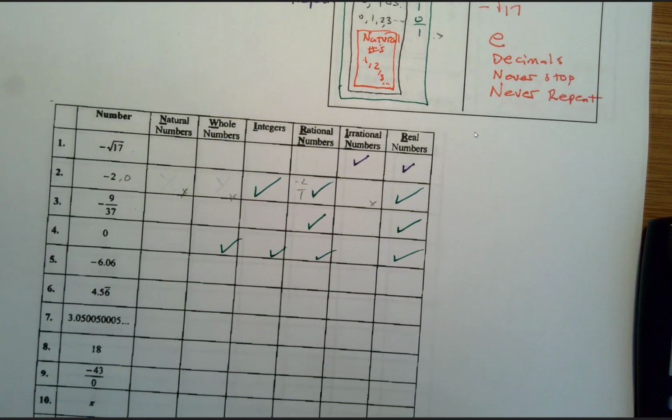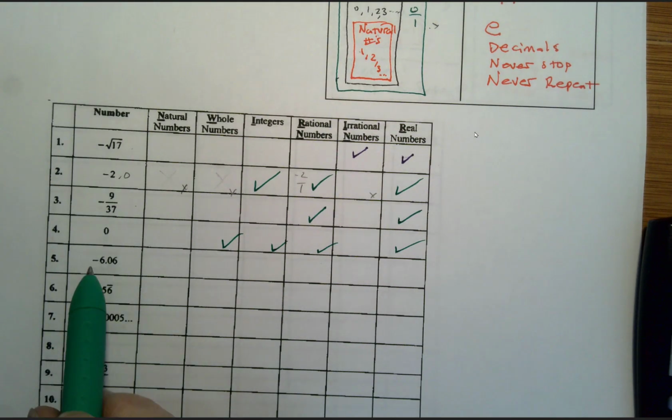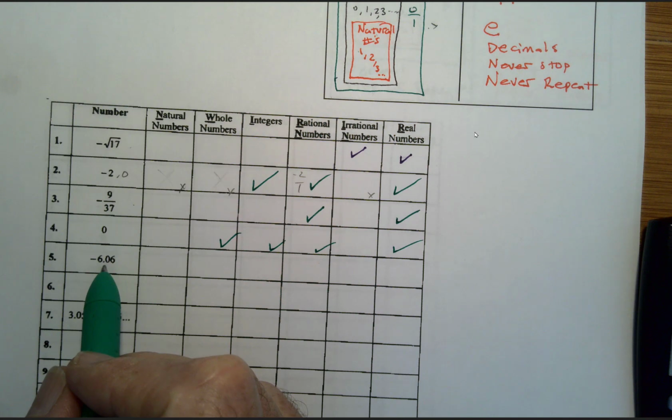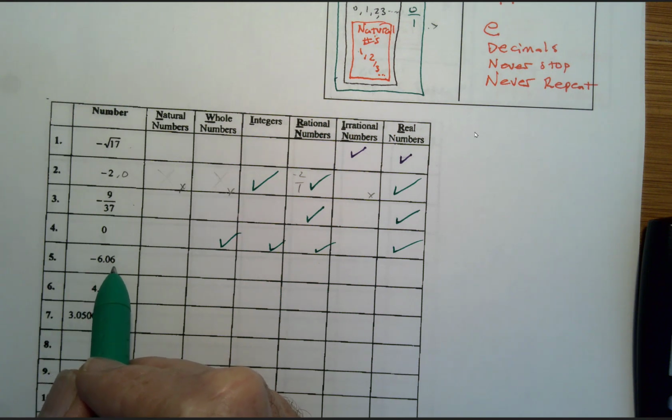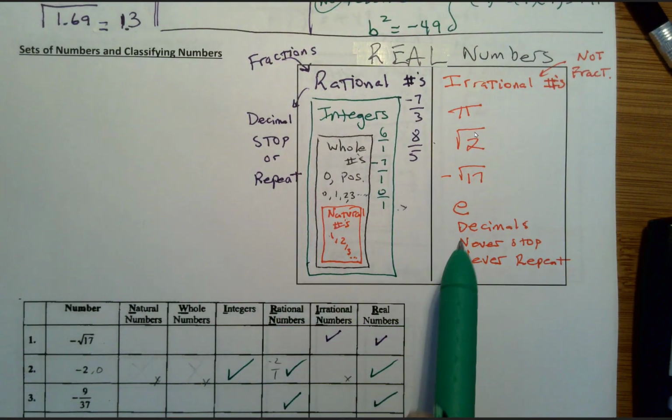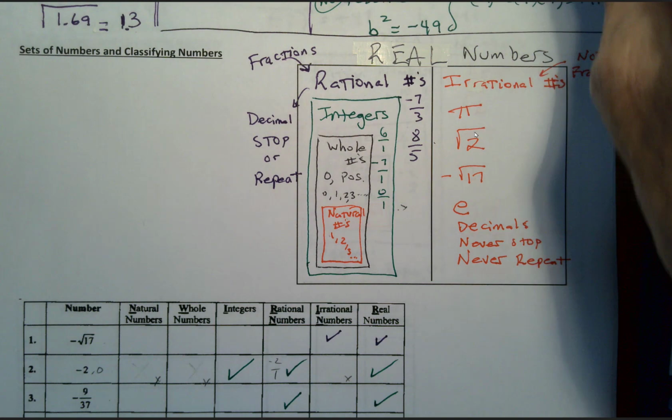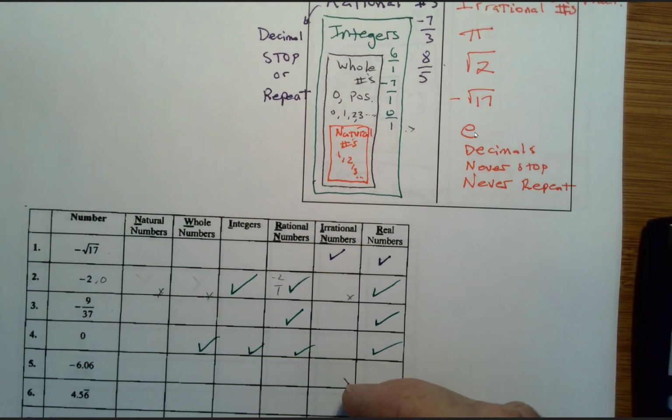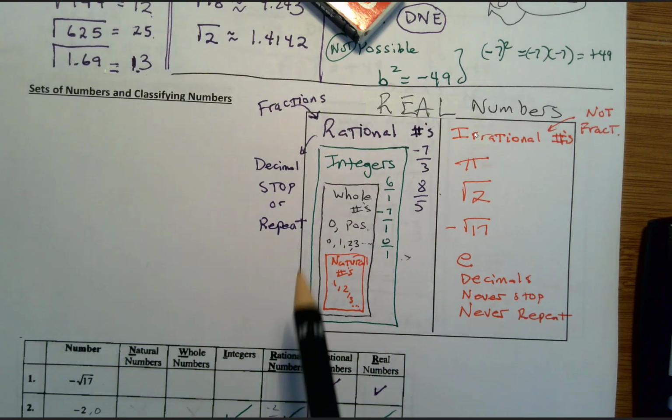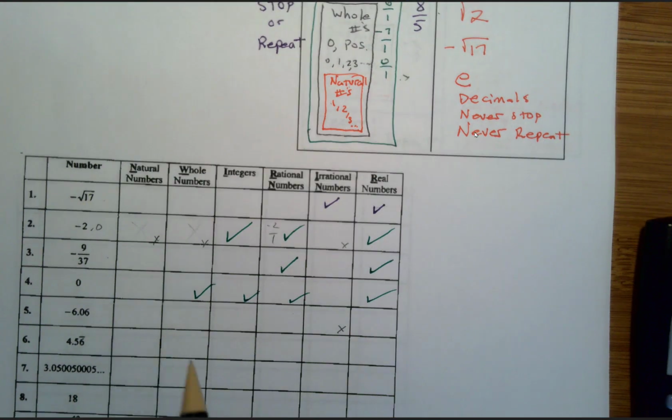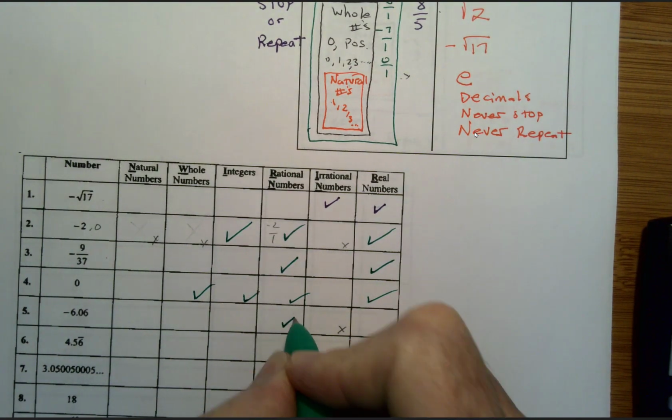Okay. Now, negative 6.06. Notice the decimal. It doesn't keep going. 0.06, end. The decimal stops. If the decimal stops, does that make it irrational? Nope. Irrational numbers, their decimals never stop. So it's not irrational. If it's rational, the decimal will stop, and this one stopped, so we have a rational number here.